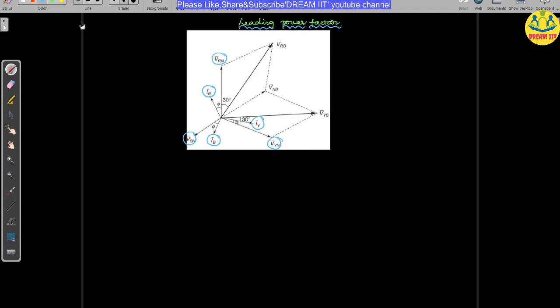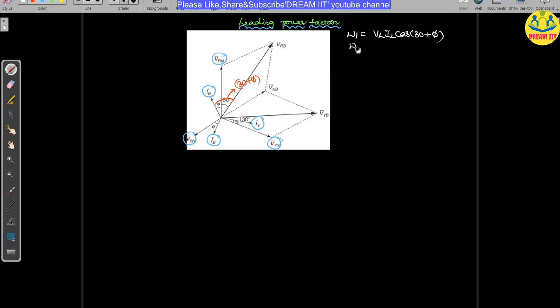Whenever you have taken it like this, what is the reading you are going to get? W1 is equal to VLIL cos of 30 plus phi. If you observe here, what is the total angle? Here it is 30 plus phi. That is the W1 reading.